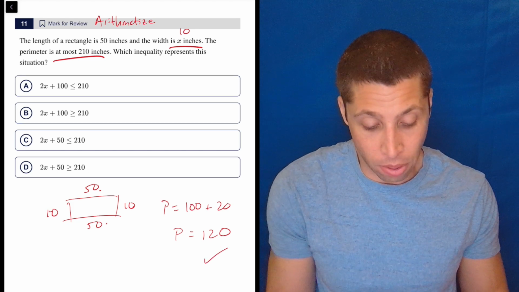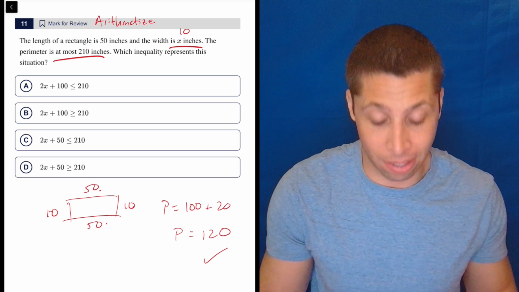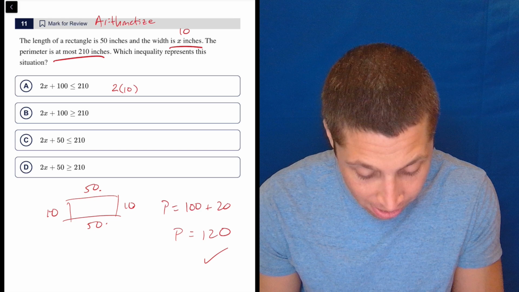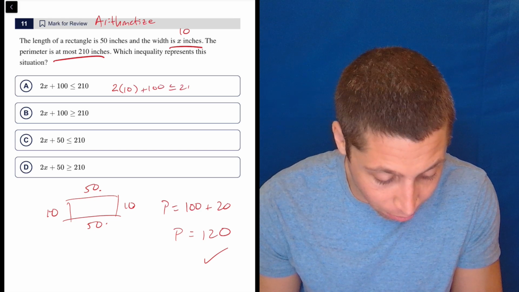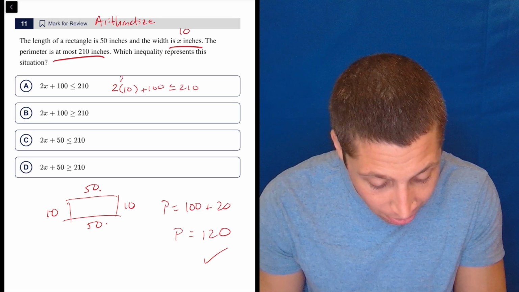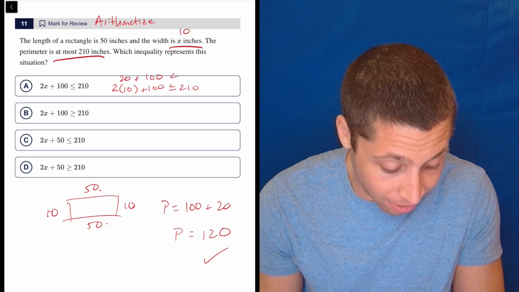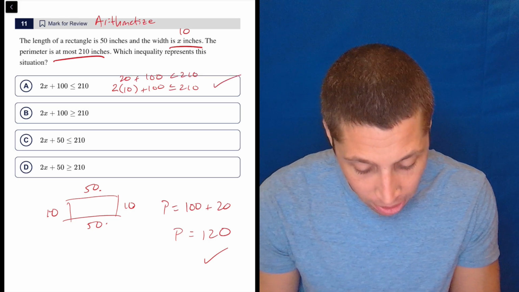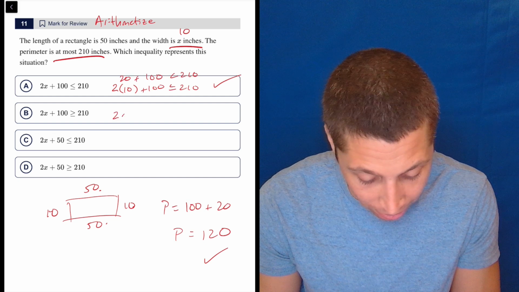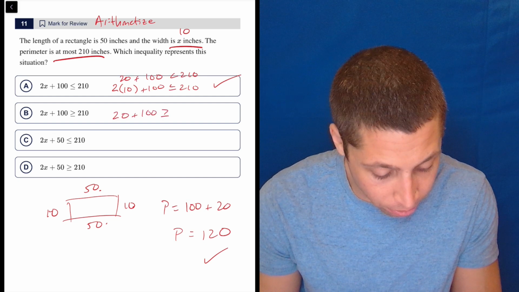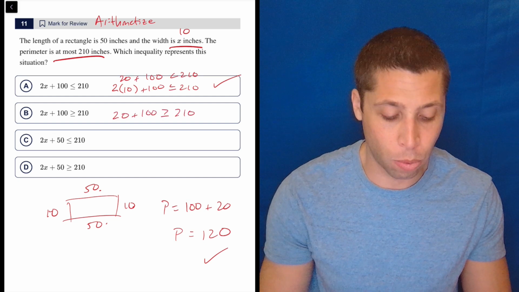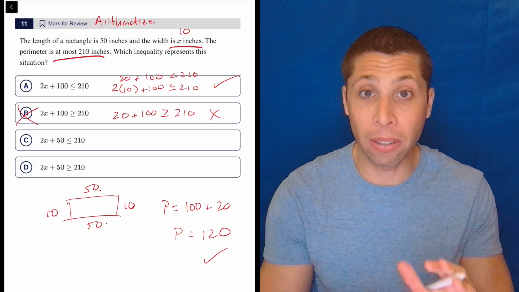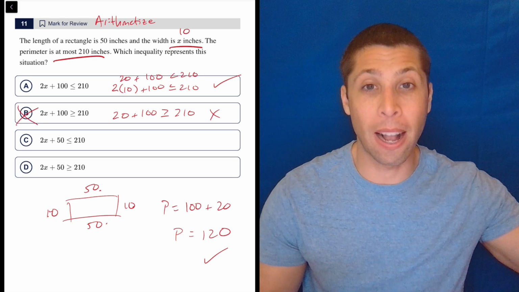So let's just plug our thing in here. Does something not make sense? Let's just go with that. So this is 2 times 10 plus 100 is less than or equal to 210. So that's 20 plus 100 is less than 210. Yeah, 120 is less than 210. That sounds good, right? So here we'd have 2 times 10, so that's 20 plus 100 is greater than or equal to 210. So that's 120 is greater. No, it's not, right? So what we're doing here is we're preventing the possibility of accidentally messing up the inequalities.